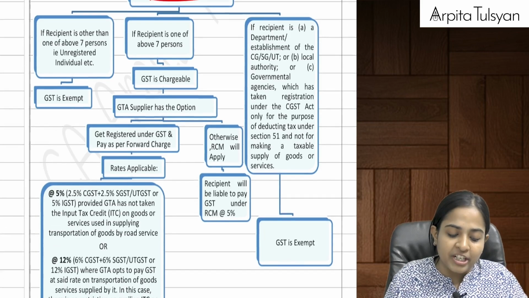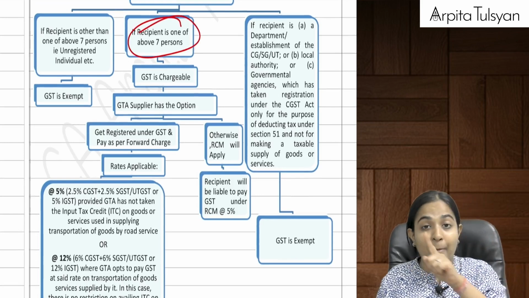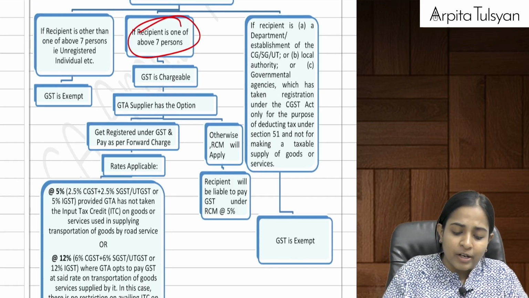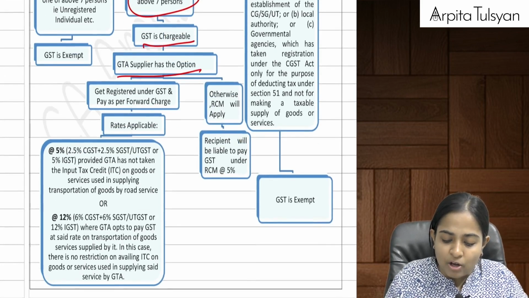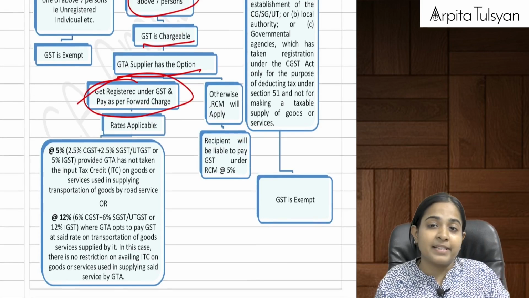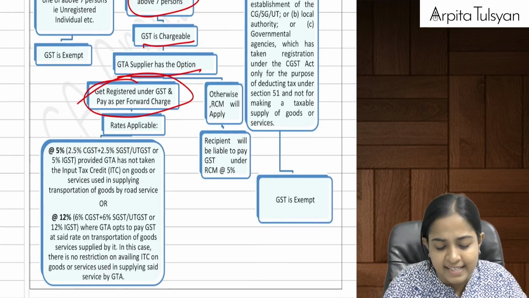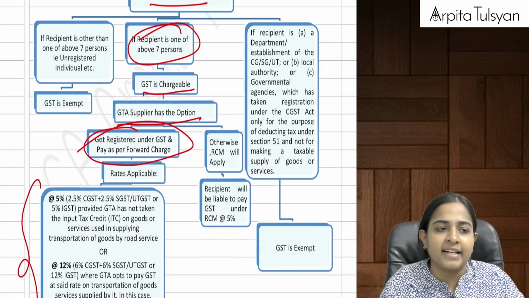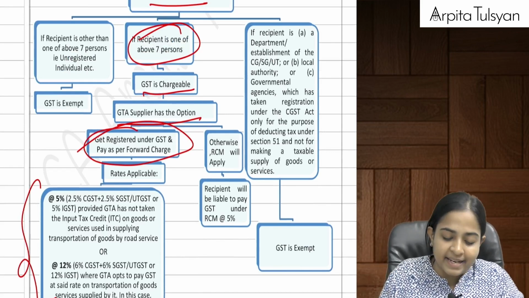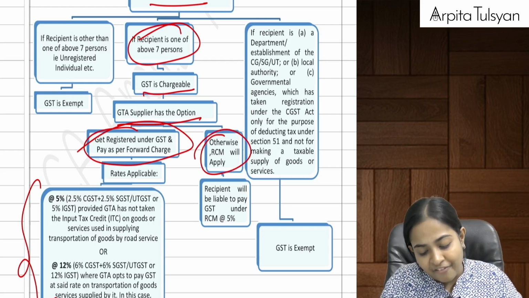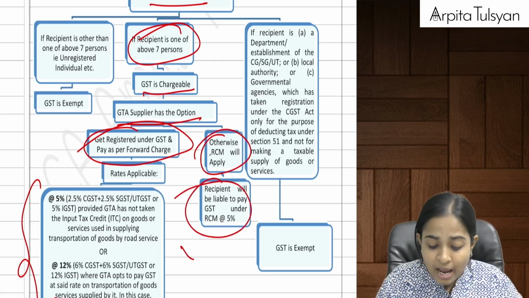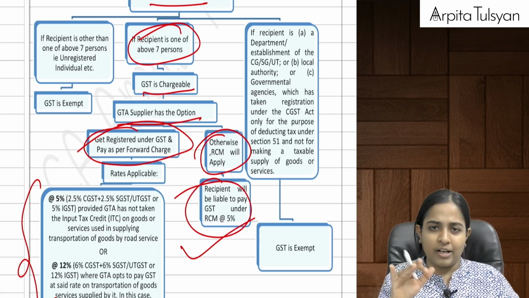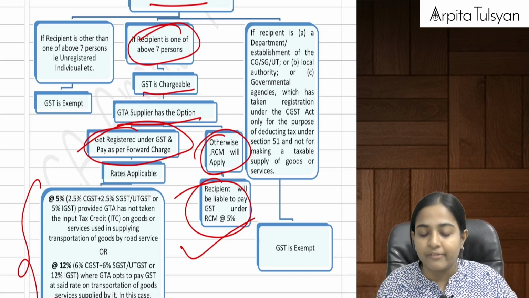Now here, GST on GTA services. If the recipient is any of the above 7 persons, point A to point G, and GST is chargeable, the GTA supplier has the option. If he says that I will get myself registered under GST, no problem, you pay the taxes under forward charge, and there will be some rates applicable here. But if he says, why should I get registered if the government is anyway giving me some exceptions, then RCM will be applicable, and the recipient will be liable to pay the taxes under GST at the rate of 5%, that is 2.5% each in case of CGST and SGST, or 5% in case of IGST.